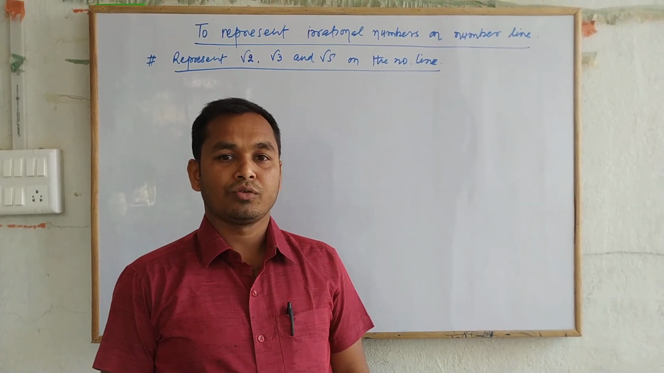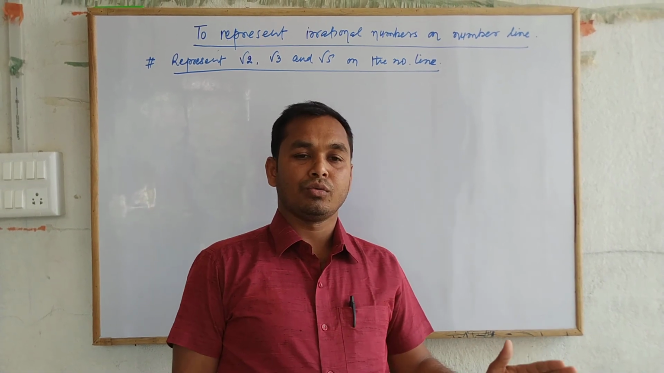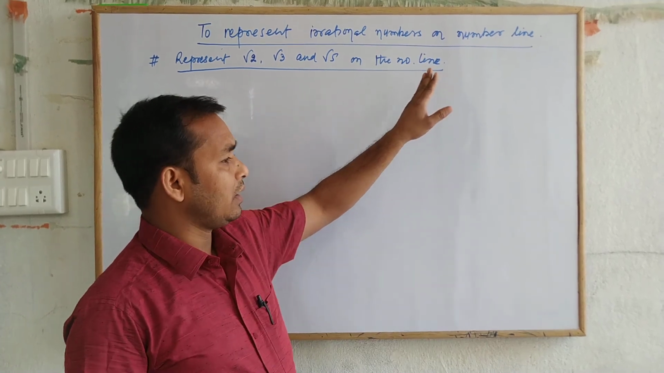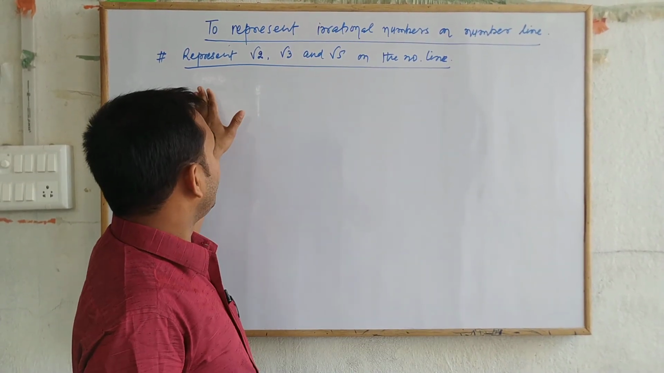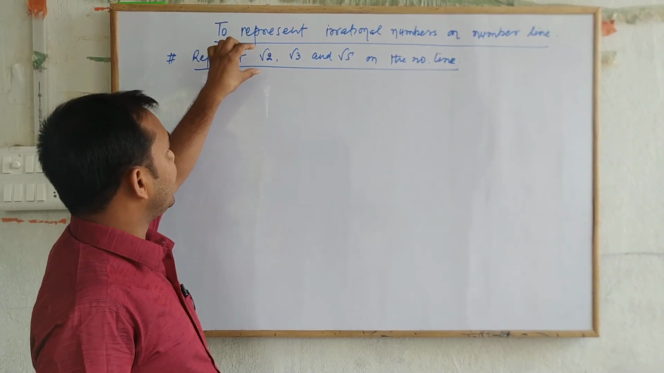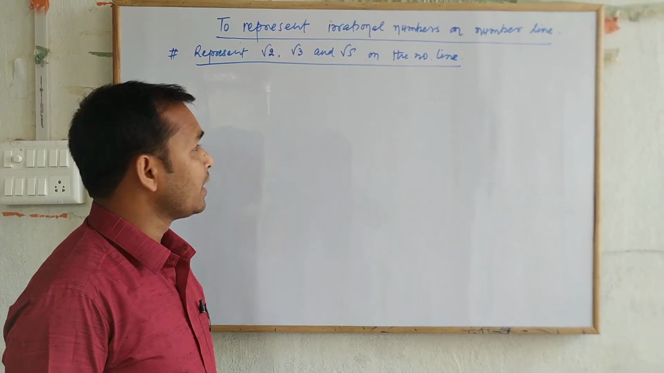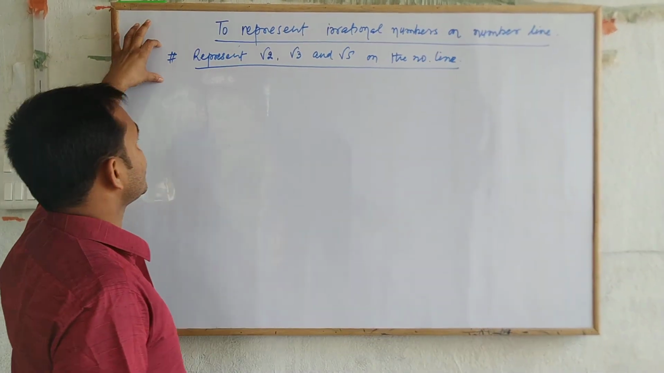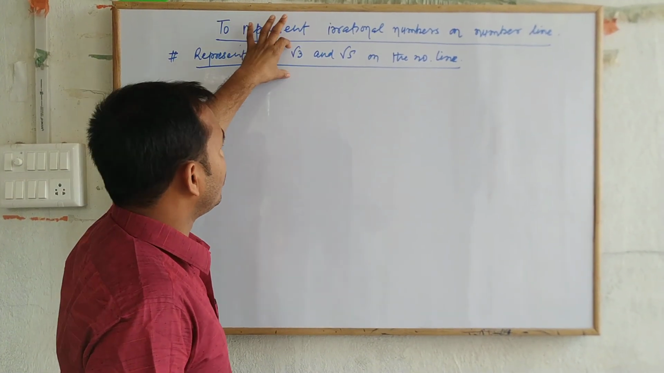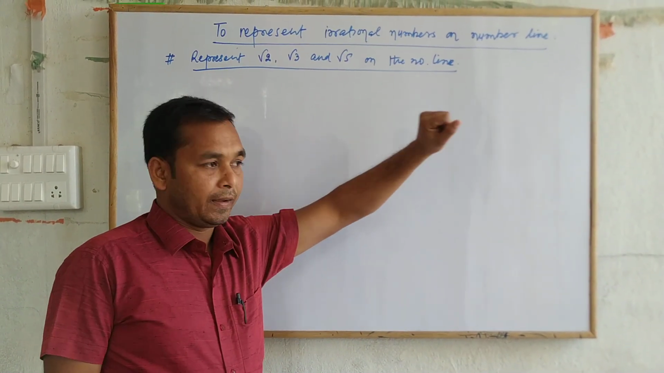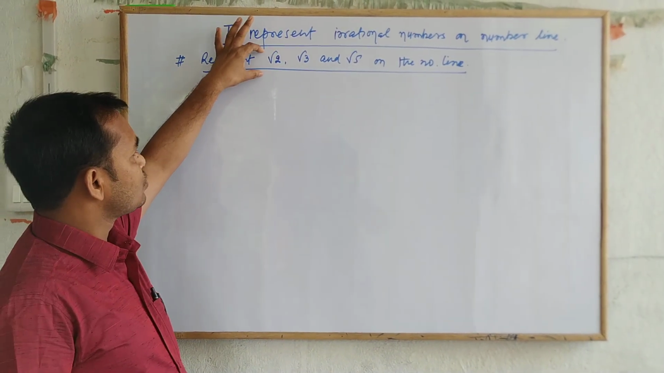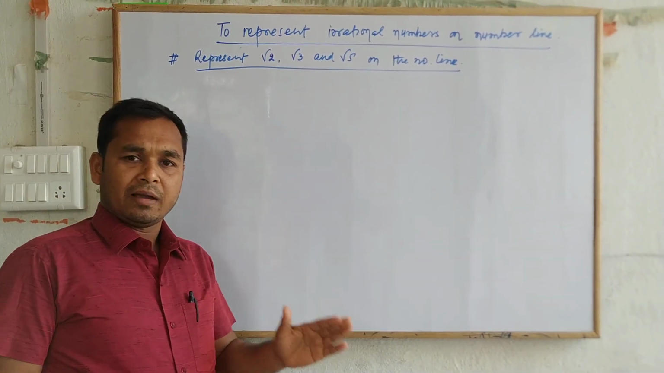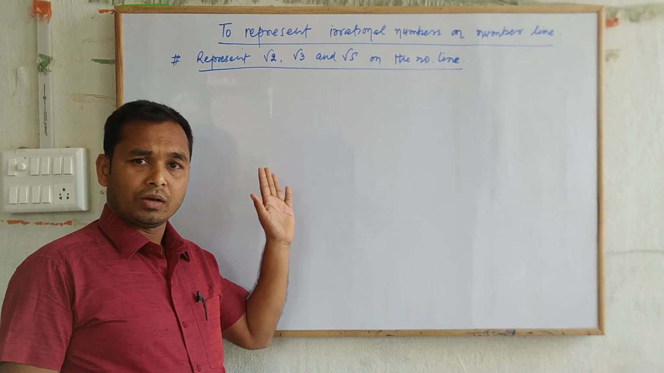Okay, and I am going to tell you how you can draw numbers on the number line. Here I am going to tell you how you draw irrational numbers on the number line. The question is: represent root 2, root 3 and root 5 on the number line. Here we are looking at all these three numbers, root 2, root 3 and root 5. These are irrational numbers, and we have to draw these numbers on the number line.